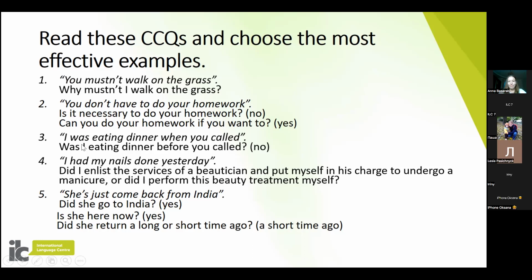Number 3, again, does it check the concept of an action in progress when something else happened in the past? Again, no. It asks basically when the action happened, before or after, but technically it's irrelevant here because it doesn't help with understanding of past continuous.